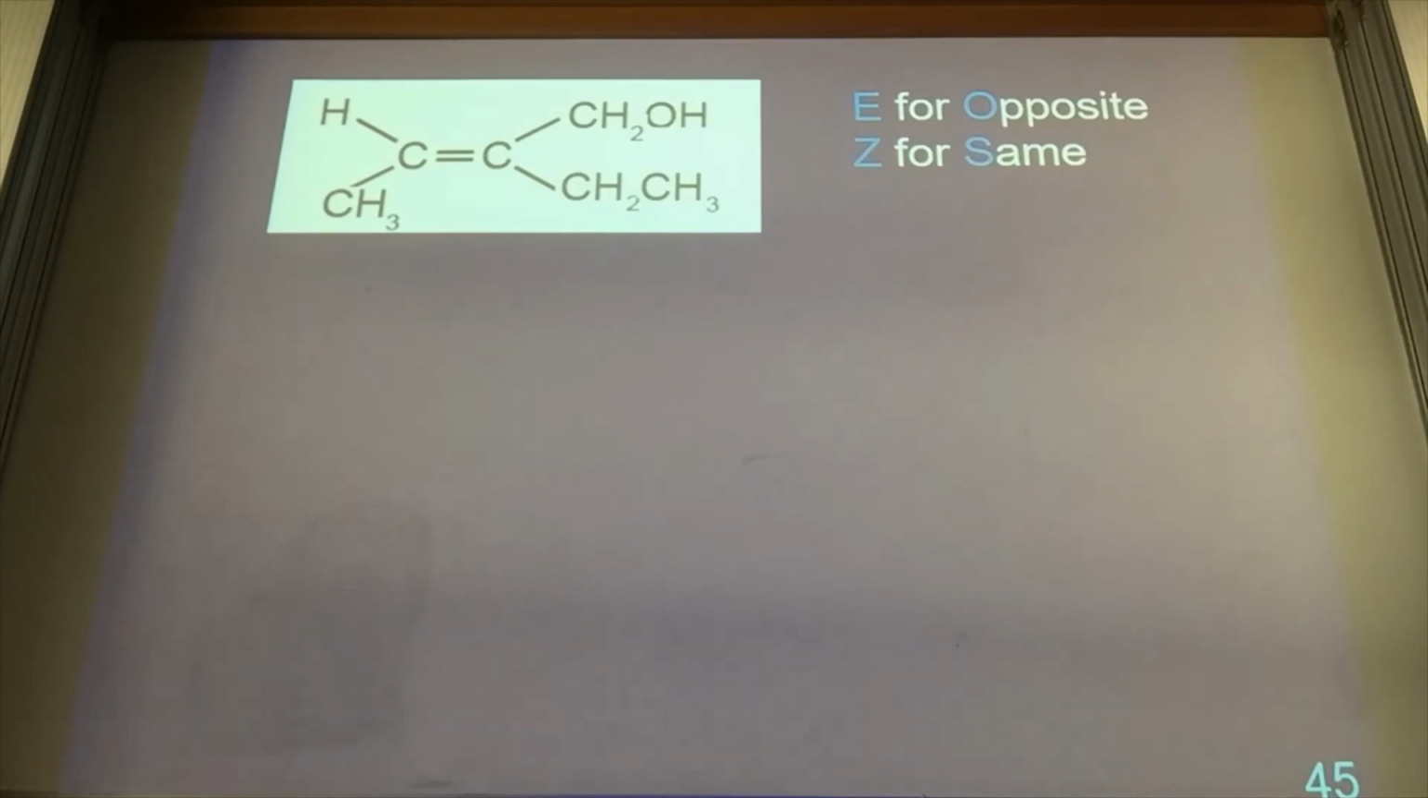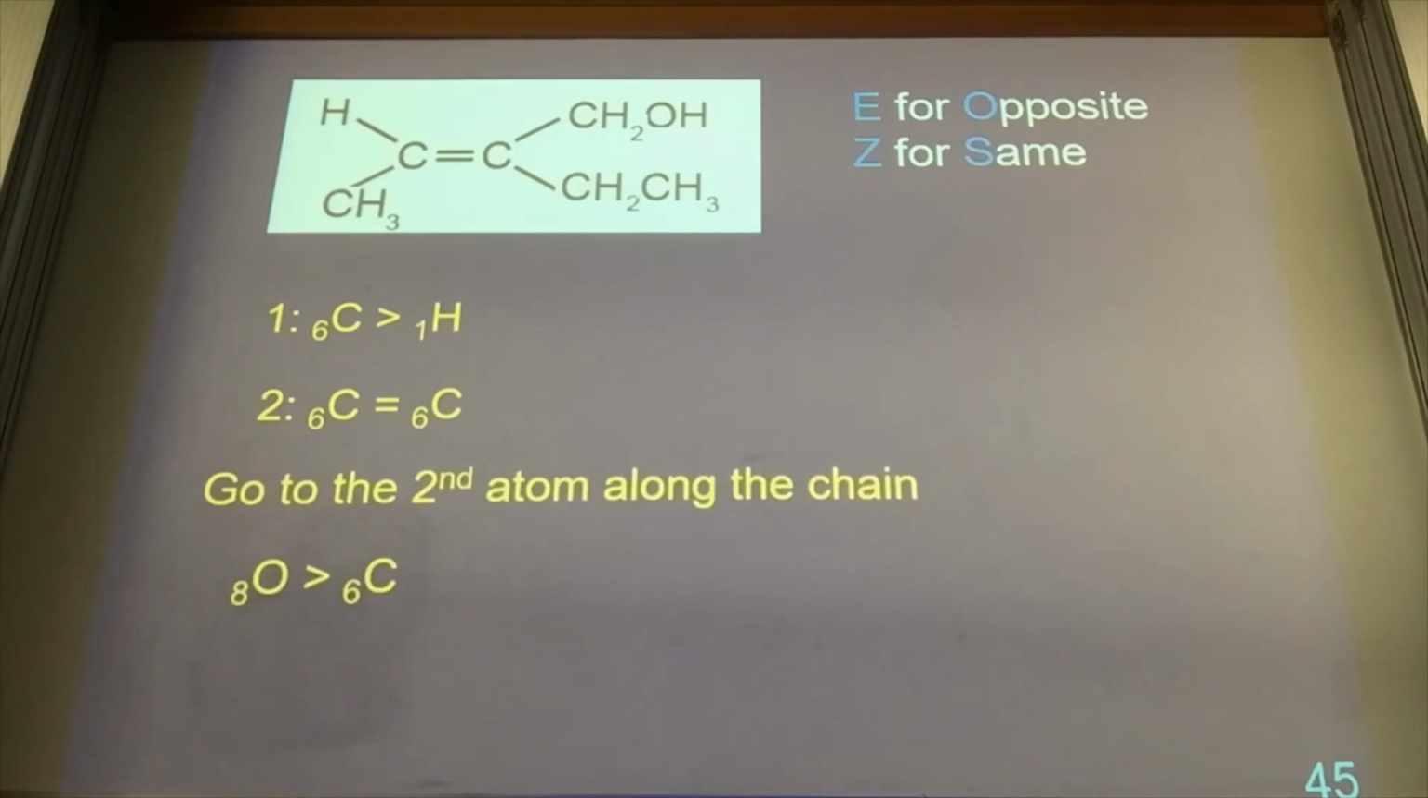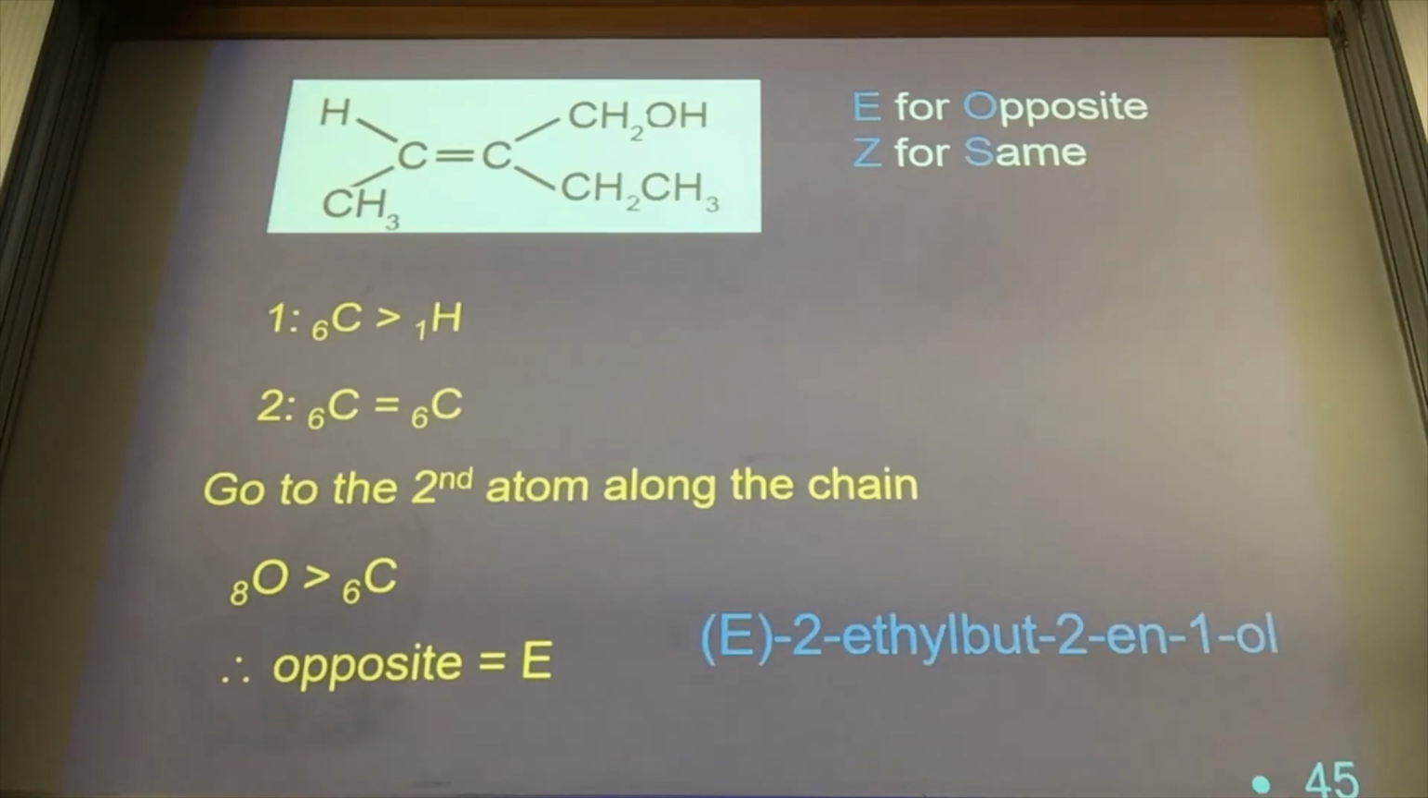Now in this case, it's easy on this carbon. We've got a hydrogen and a carbon. Carbon's clearly got the higher atomic number. What about this side? Well, first atom is a carbon on both of them. If that's the case, we move down the chain one to a carbon on this one and an oxygen on this one. Therefore, oxygen has an atomic number of 8, carbon has an atomic number of 6. Therefore, the hydroxyl side has precedence. So opposite side is E, therefore it is E-2-ethylbut-1-en-1-ol.